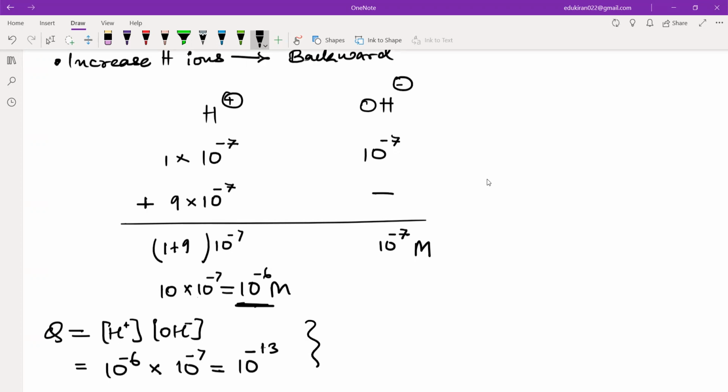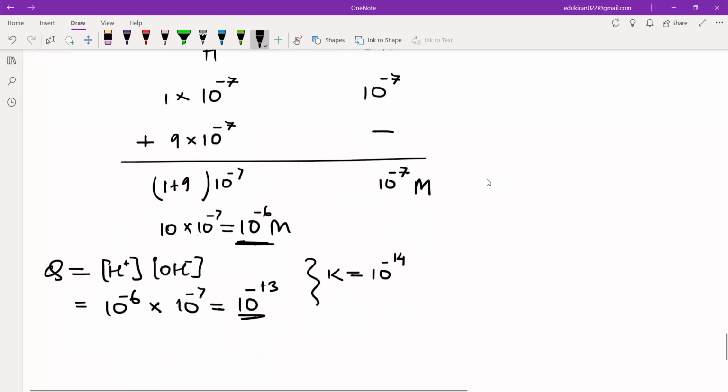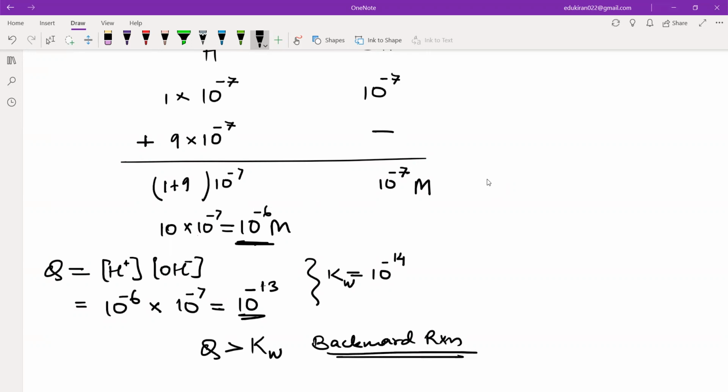Okay, this is Q, and what is K? K is equal to 10 to the power minus 14. Yes or no? K is a constant, na? And we can see that this is KW. So Q is what? It is greater than KW, and this is also one of the criteria for backward reaction. Fine. So there will be backward reaction.